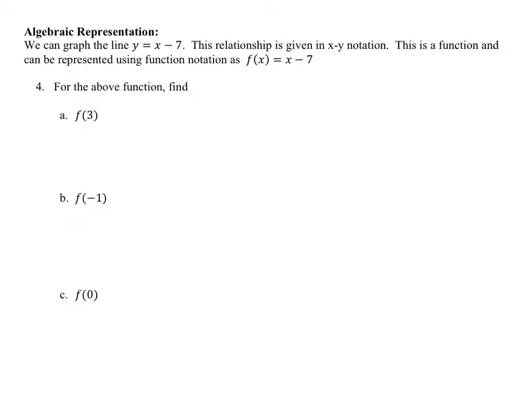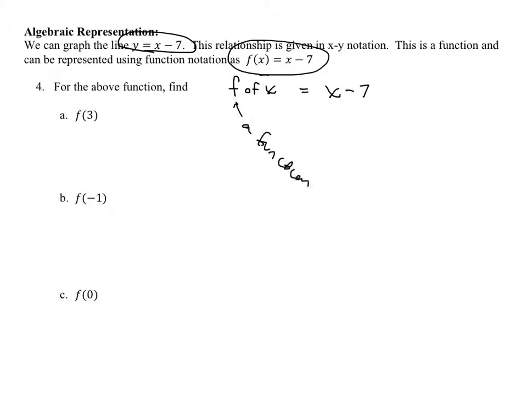Now let's talk about an algebraic representation. It's kind of cool, you guys. We're used to seeing things like y is equal to x take away 7. Now we're going to look at this relationship. This says f of x is equal to x minus 7. f means a function of, just a function, and then of x.